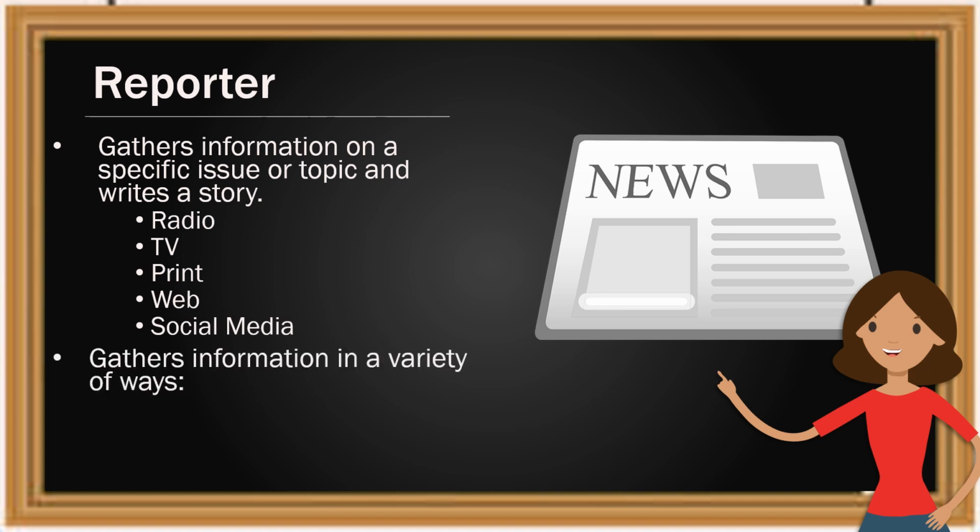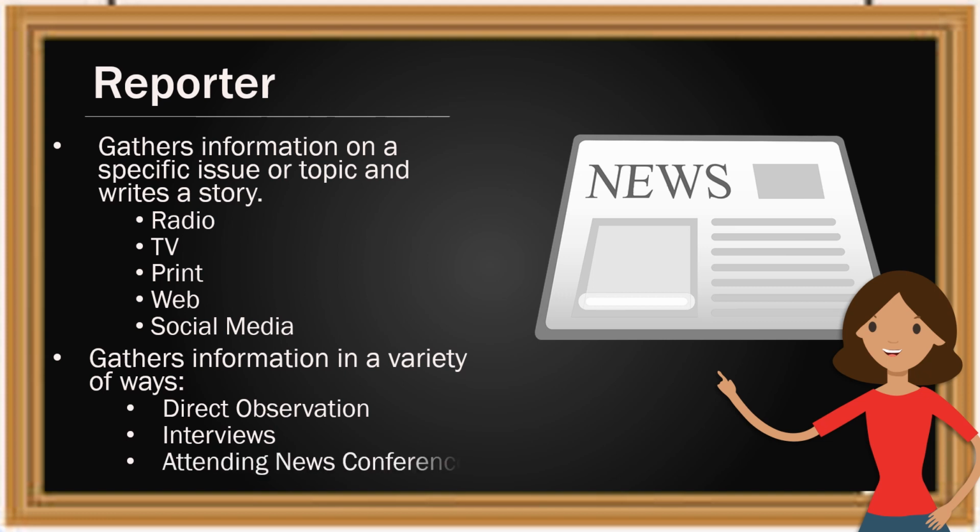Reporters get their information in a variety of ways. Definitely through direct observation, but also through interviewing people who are involved or organizers of the event, or people who just have an opinion about it. Reporters also attend news conferences to get information. This slide details 3 ways reporters gather information for their stories.